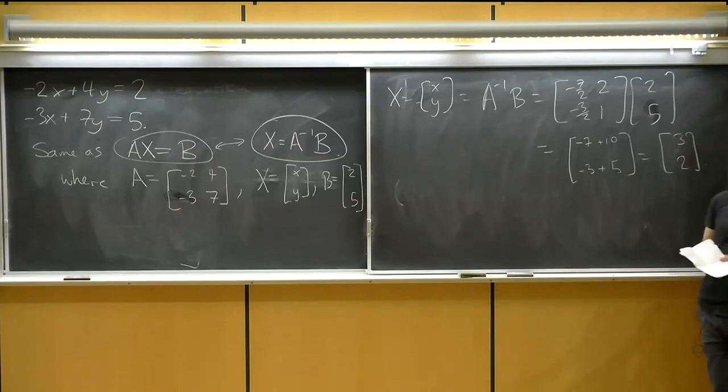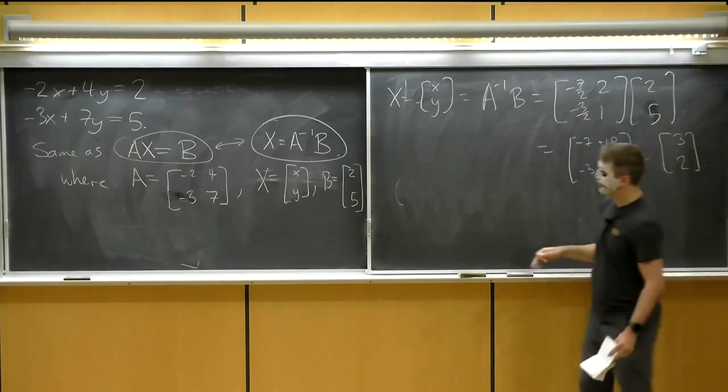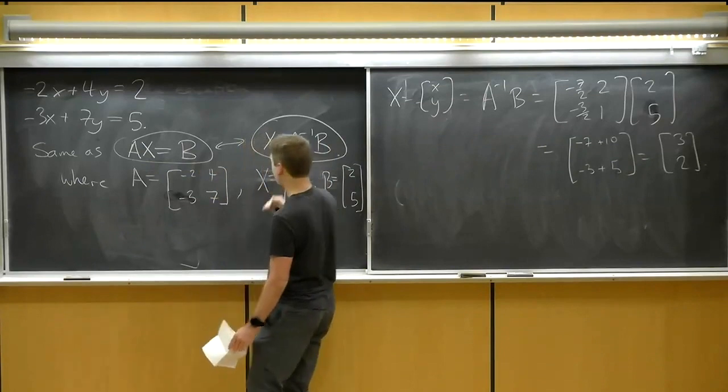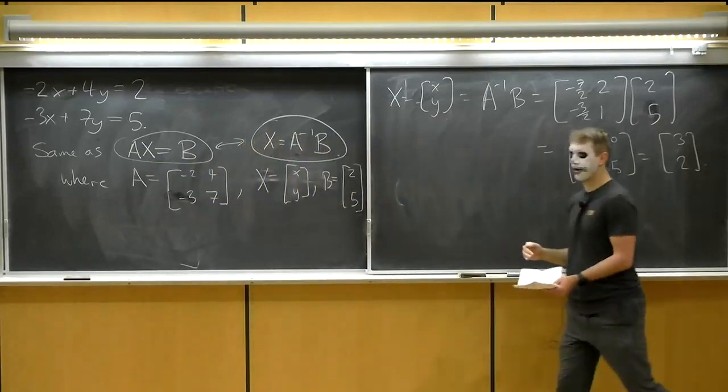Is it clear what I'm doing here? I'm just using the fact that we already know the inverse to basically solve for x.